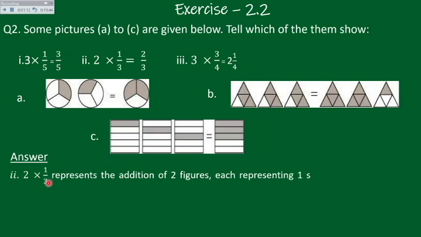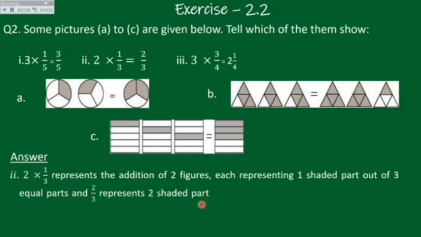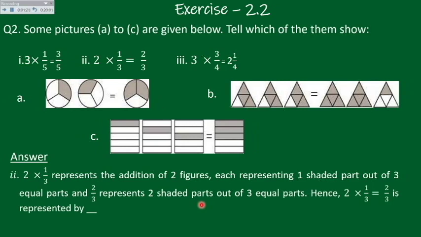2 multiply 1 upon 3 represents the addition of two figures, each representing one shaded part out of 3 equal parts, and 2 upon 3 represents two shaded parts out of 3 equal parts. Hence, 2 multiply 1 by 3 equals 2 upon 3 is represented by, definitely your answer is A.